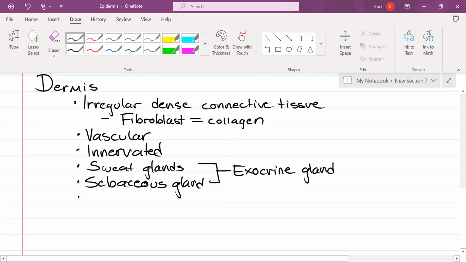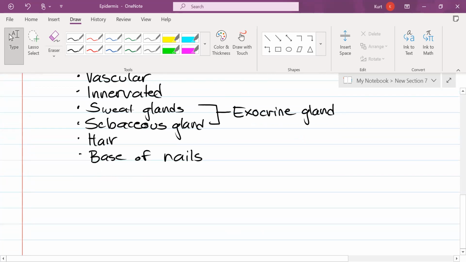Okay. Can you tell me two other things that are found in your dermis? Hair. The base of nails. Okay. This is where you put the tattoo ink if you want to get one of those. And then last one, Scout, what's the third and bottommost layer? Hypodermis. What is another name for hypodermis? Subcutaneous. Thank you, Grace.